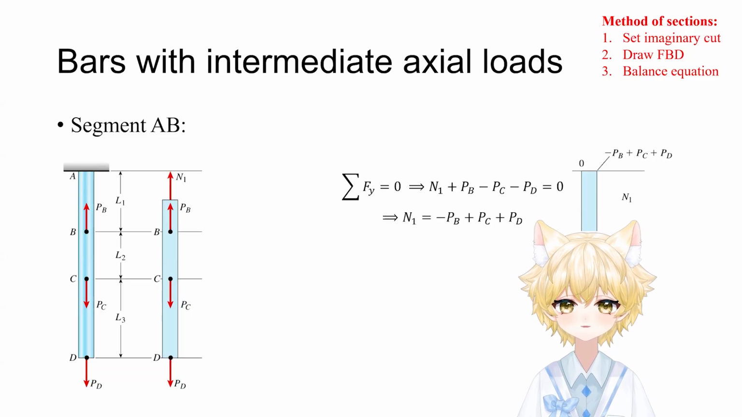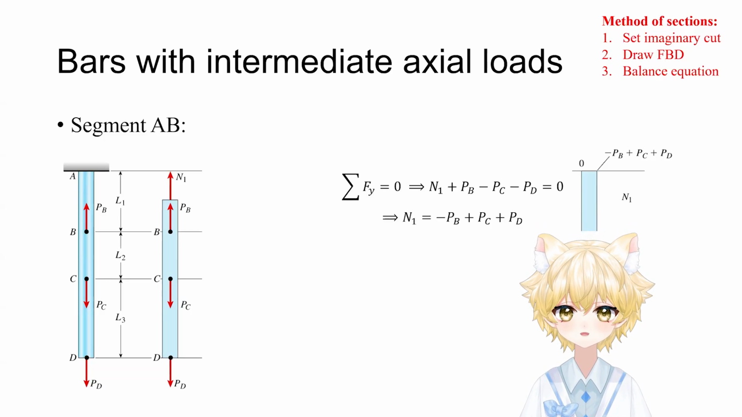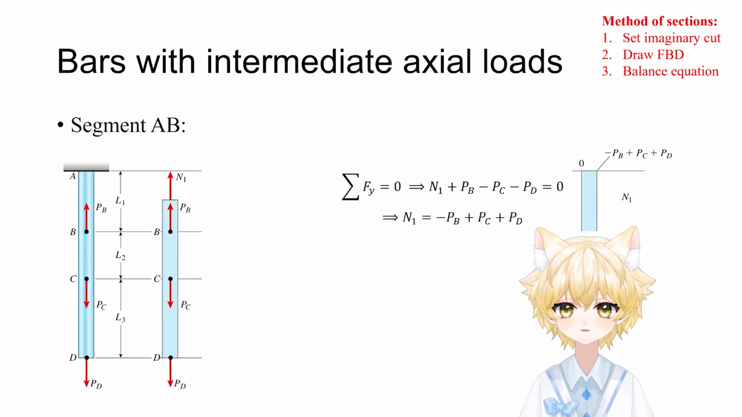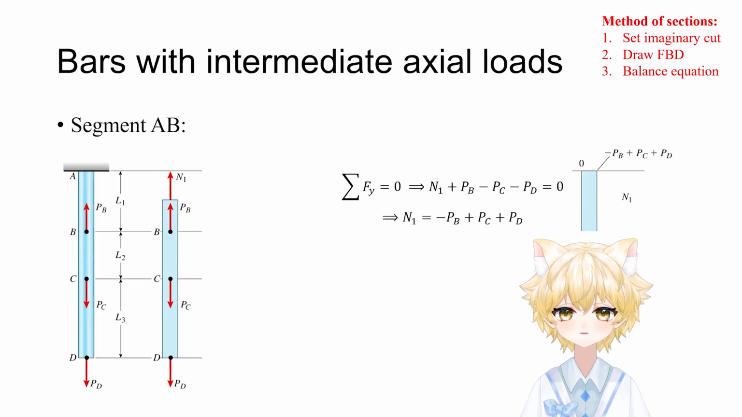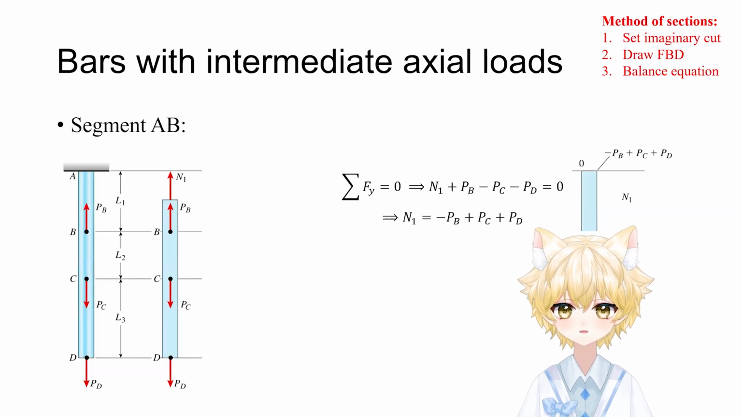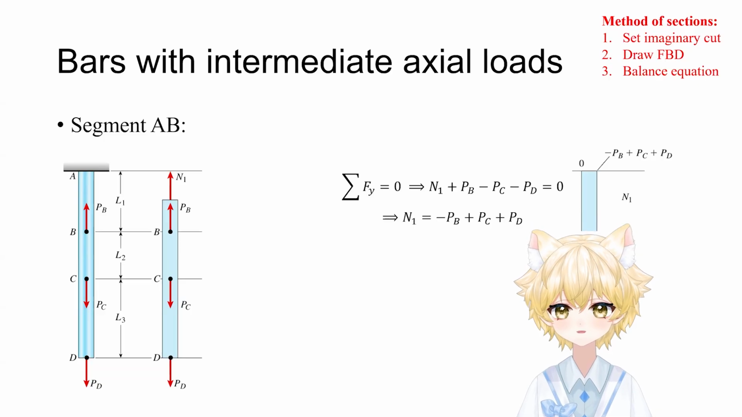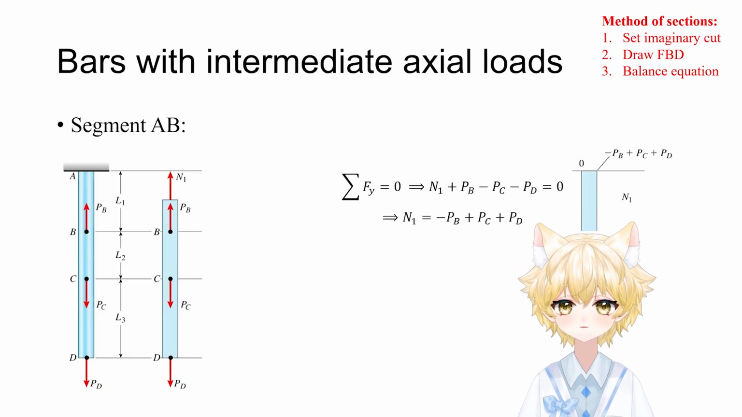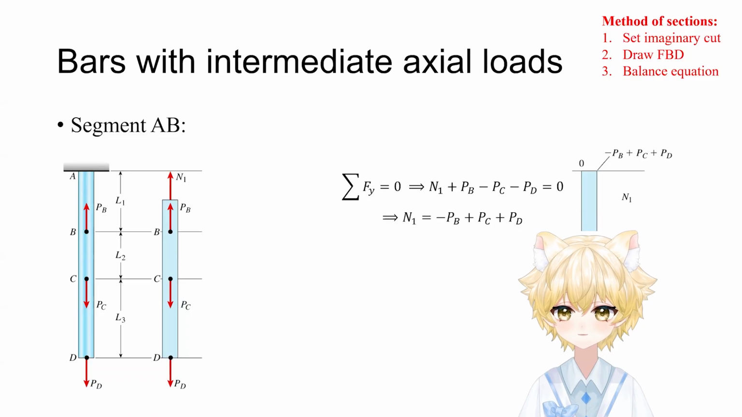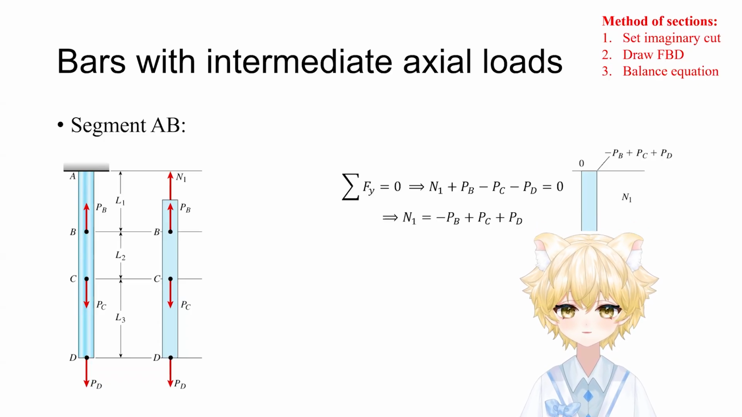By solving this equation, we get the magnitude of N1 equals negative PB plus PC plus PD, right? Right now, we don't know the magnitudes of PB, PC, PD, so let's just keep it abstract. Therefore, the plus sign or the minus sign is already within the magnitude of N1. If that's positive, then it's in tension. If that's negative, it's in compression. Actually, by solving N1, we find that the internal force in this section is simply the sum of all the forces below it, right?